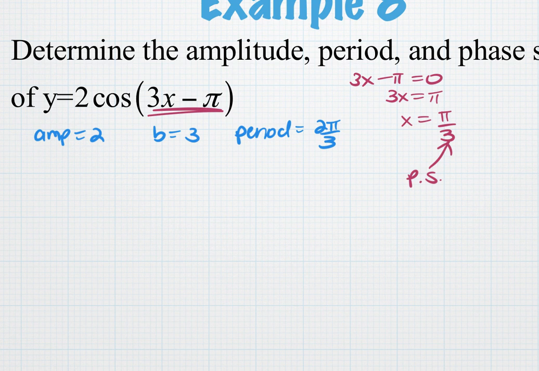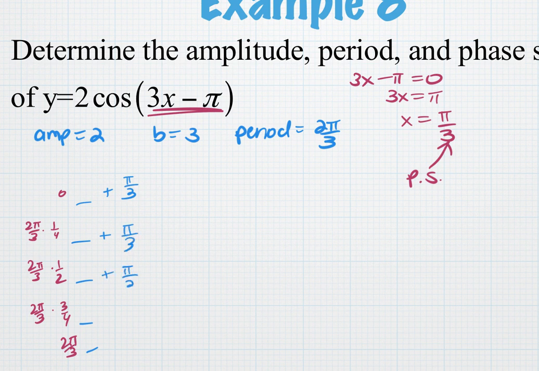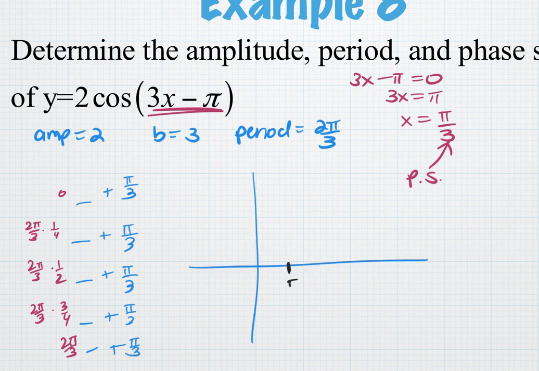After you found all 5 of your key points, 0, 2 pi over 3 times a fourth, 2 pi over 3 times a half, 2 pi over 3 times 3/4, and then 2 pi over 3, you would then add pi over 3 to each of them. And your cosine curve would start to the right at pi over 3, and it would be at 2 and negative 2.